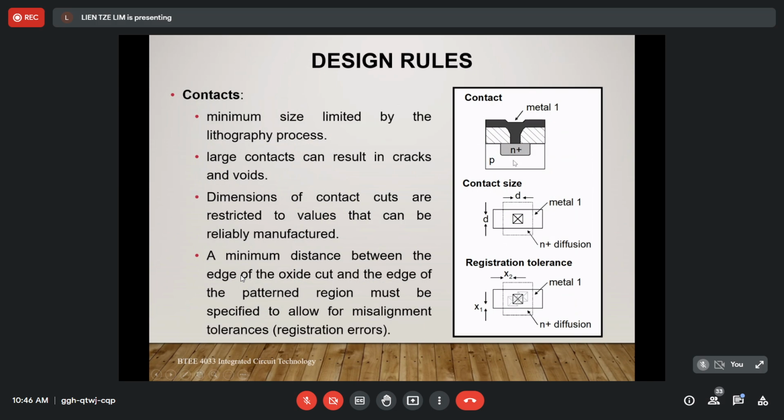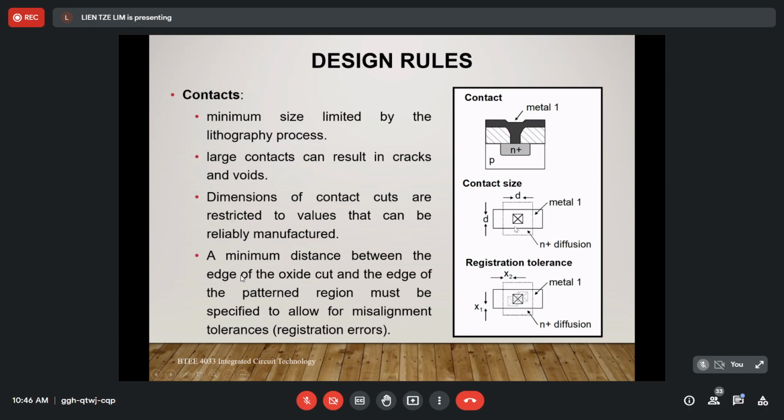If we want to connect to this area or this terminal, we need to have a contact. The contact has a size, and the size is already fixed and must be followed. If we view this diagram from the top, this is the top, we can see the contact from the top like this.